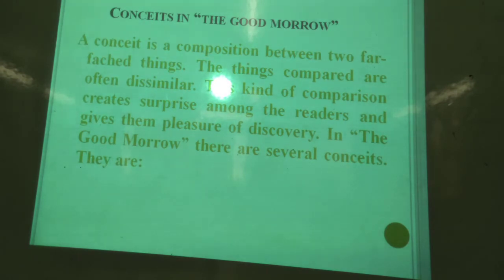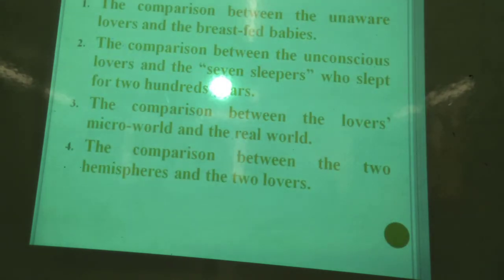In Good-Morrow, there are several conceits. What are the conceits used? At first, we try to highlight those things. First of all, the comparison between the unaware lovers and the breastfed babe. It's already in a picture we may have shown. Breastfeeding babe. The relationship between the mother and child should not be compared with the adult boy and girl's love. These are completely dissimilar. But you have seen that whenever the baby is taking the breast of the mother, when the mother feeds her baby, the relationship is very innocent, very simple.